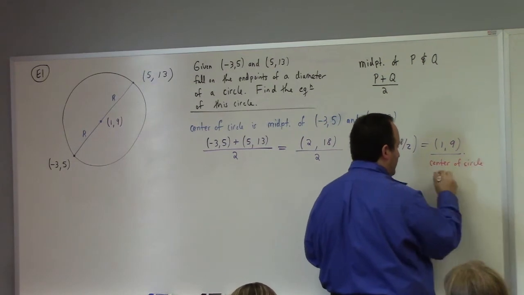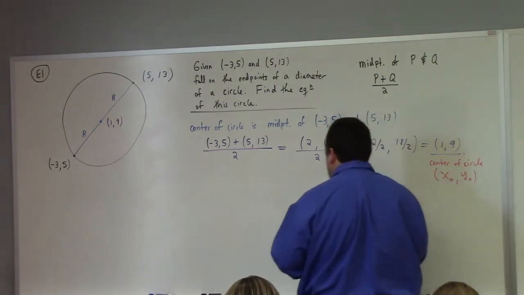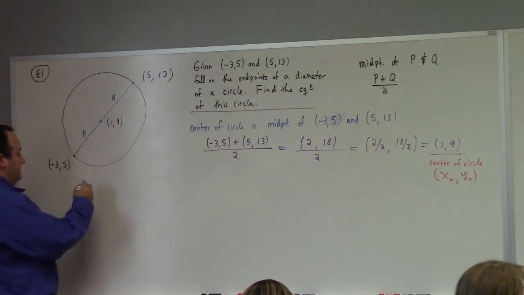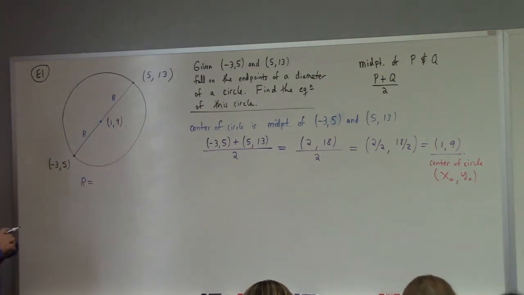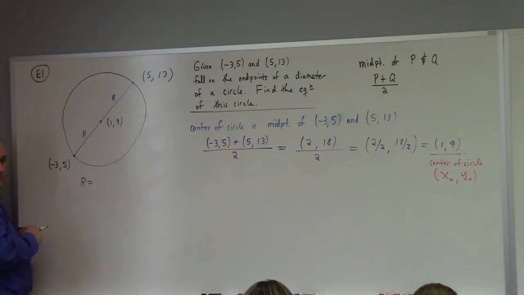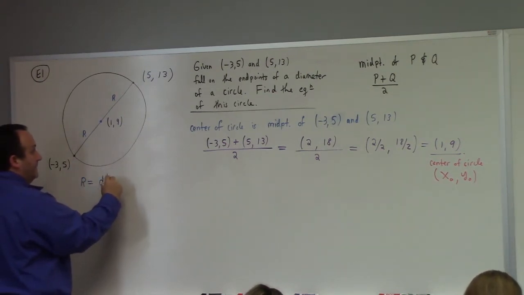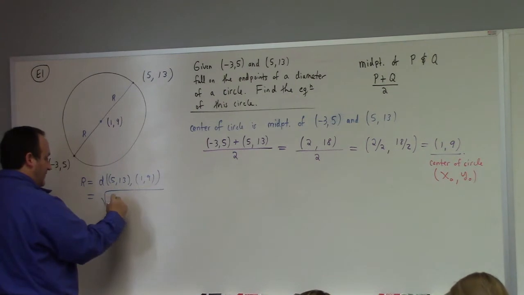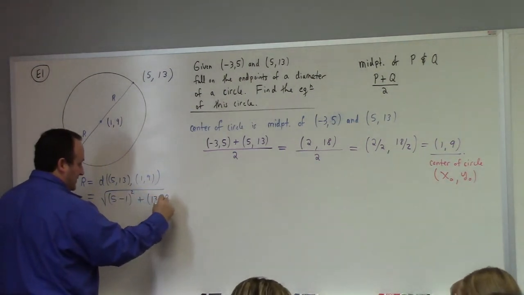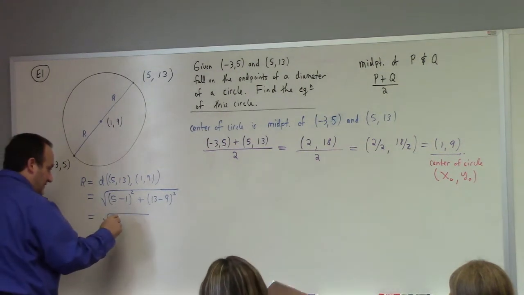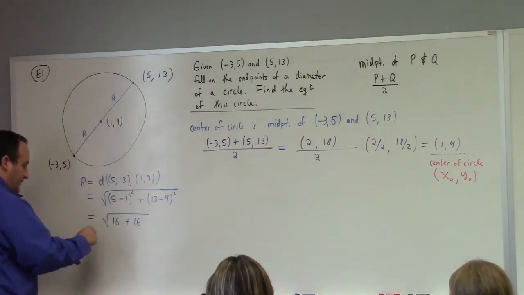Like last time, I used the notation x naught, y naught for the center, right? So how do I find the radius? You could do the distance from the center to 5, 13, or the distance from the center to minus 3, 5. Let's do the distance from 5, 13 to 1, 9. That's the square root of 5 minus 1 squared plus 13 minus 9 squared, which is 4 squared, so the square root of 16 plus 16, which is the square root of 32.